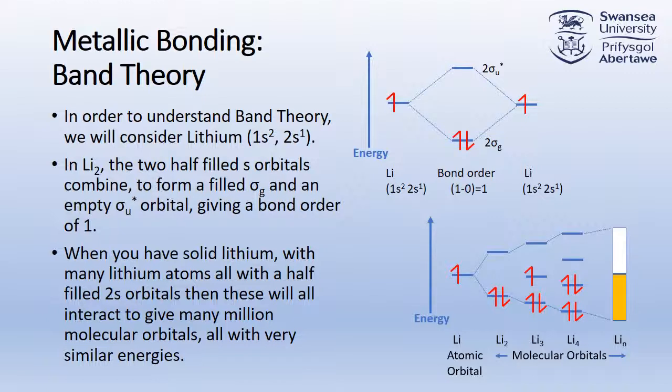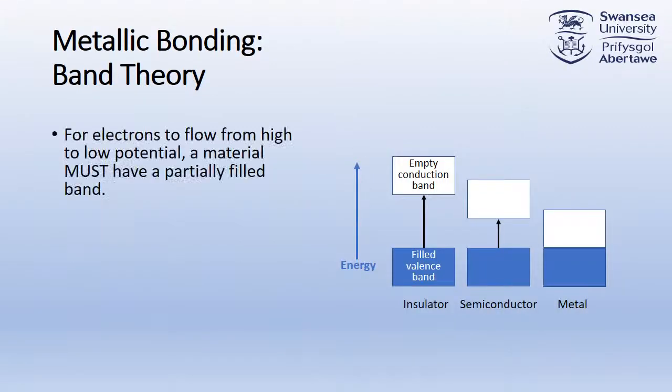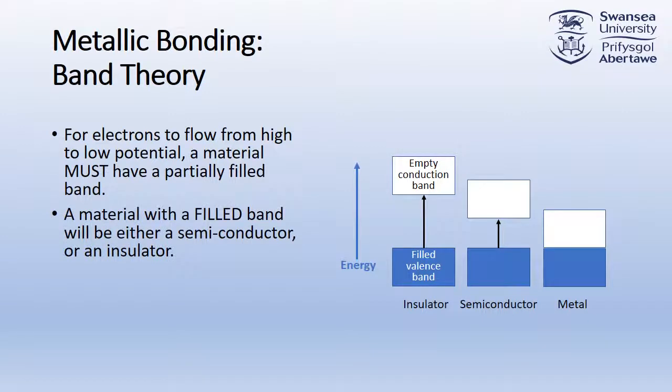It's this partially filled band, also known as the conduction band, which tells us whether our material is going to behave as a conductor, a semiconductor, or an insulator. We know that electrons flow from high to low potential, and to do this, our metals have to have a partially filled valence band. In our semiconductors and insulators, they have a filled valence band, and they have a gap in energy between that and the conduction band above it.